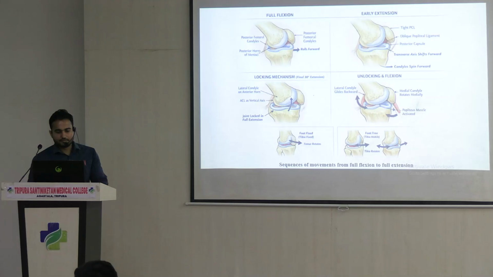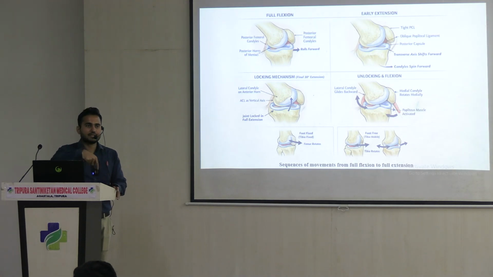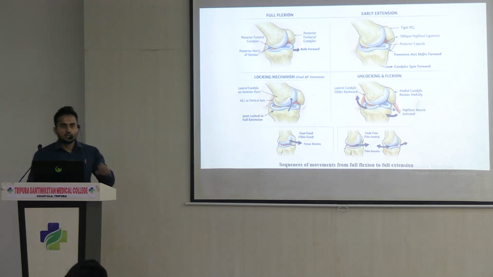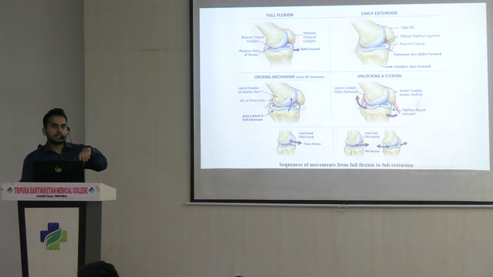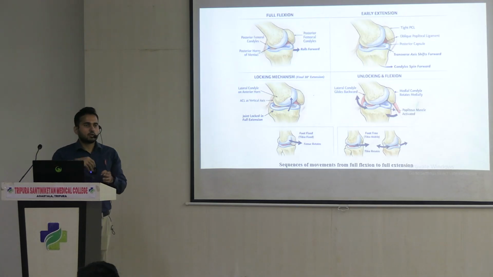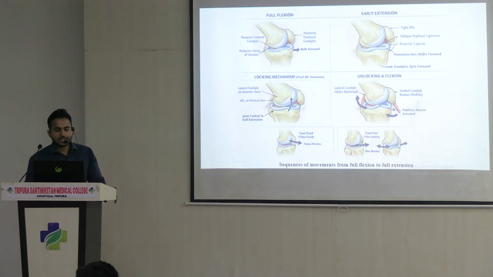Okay. Now, this excessive forward gliding is prevented by the meniscofemoral ligament, and the final 30-degree extension, which is taking place, is called the locking mechanism. That means the rotation of the medial femoral condyle, backward and medially, is locking the knee joint, and that takes place in the last 30-degree extension of the knee joint. Okay. Next, what happens in full extension? The ligaments are taut and joint surfaces are mostly congruent.